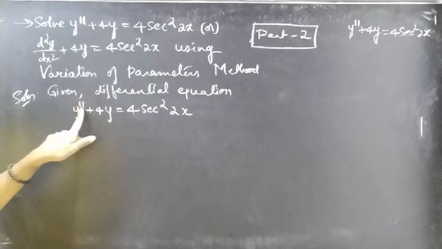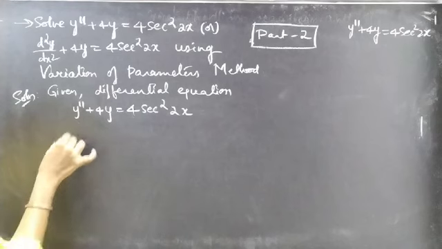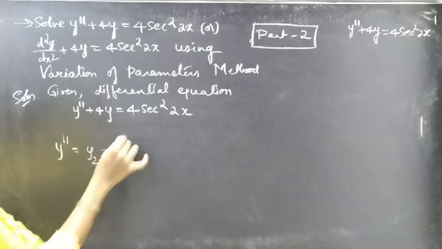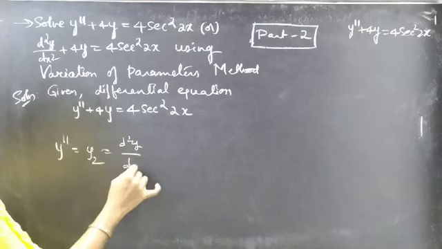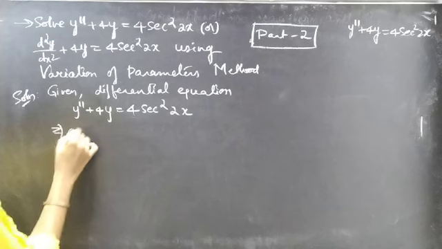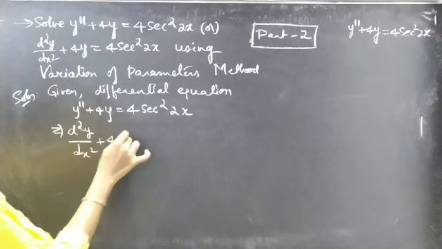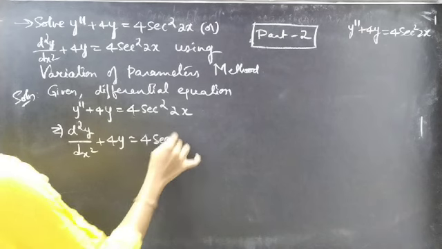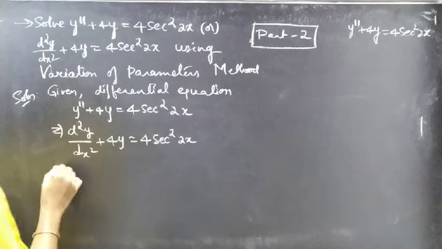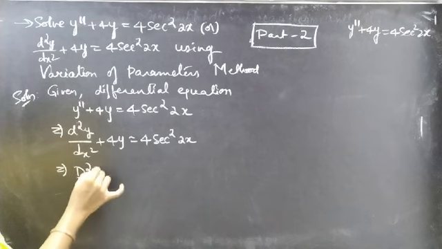Here we are given a differential equation of order 2, right? Here y double dash is nothing but d square y by dx square. Y double dash or y2 is nothing but d square y by dx square. Now we can write this equation as d square y by dx square plus 4 into y equal to 4 secant square 2x, right?